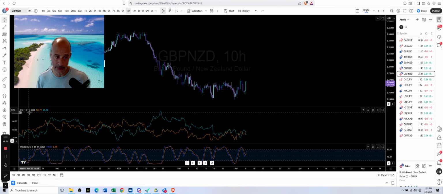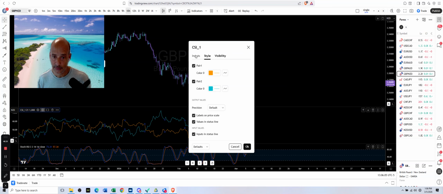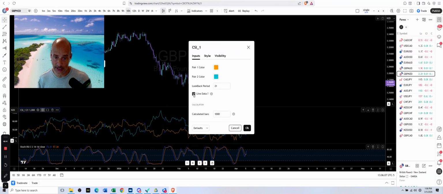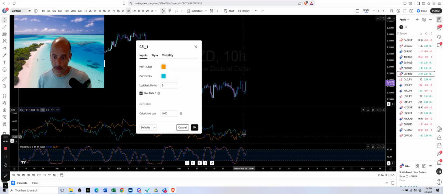I actually had somebody build it for me. It's very, very simple. I have it based on a 21-day look back. I can set this to whatever I want, but I have it set on 21. I have it set on live data, which means these lines, the most current view of it, represent current price action. Or if I untick this, it doesn't update until the candle closes.